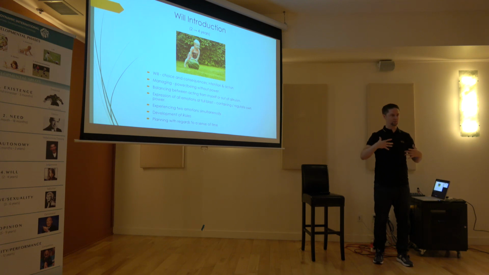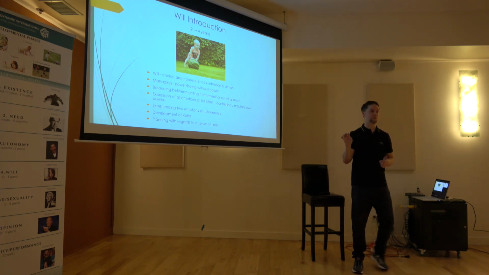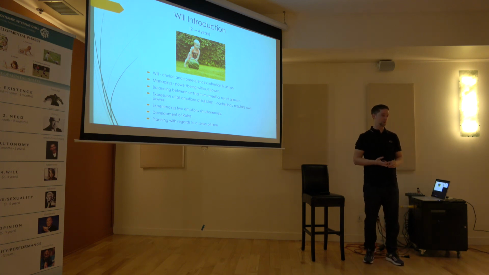Balancing between acting for myself or out of a sense of altruism. So a sense of altruism is, again, one of the important things that's developed in this stage. The expressions of all emotions at full blast, containing, regulating, again, your own sense of power. Experiencing 2 emotions simultaneously. This is, again, another complex step.